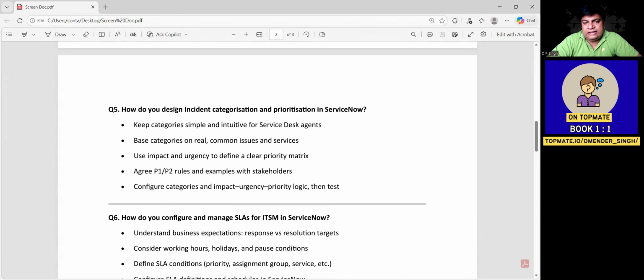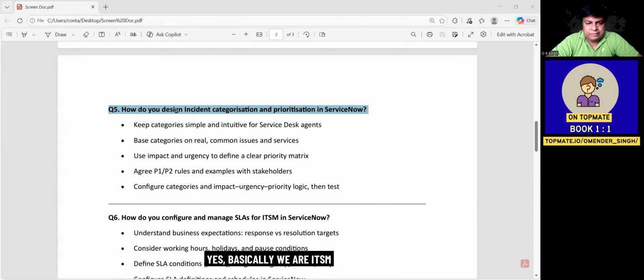How do you design incident categorization and prioritization in ServiceNow? Basically, we are ITSM or process consultants, so these designing things are always there in the questions. In this case, you can simply say you keep the incident category simple and clear. Why? Because once you do that, agents can choose them in a few seconds and understand them properly. With simplicity and clarity, the categories must be based on real common issues and services, not just theory. So this combination should be there.